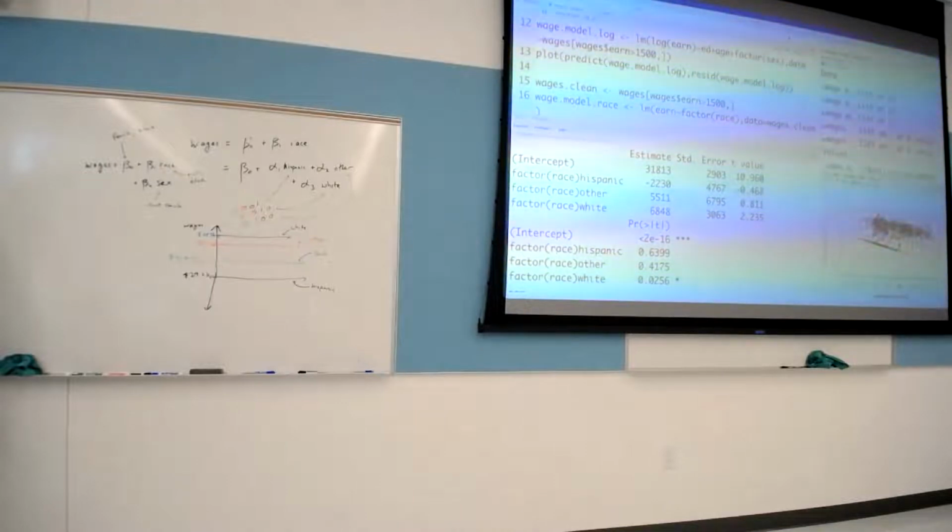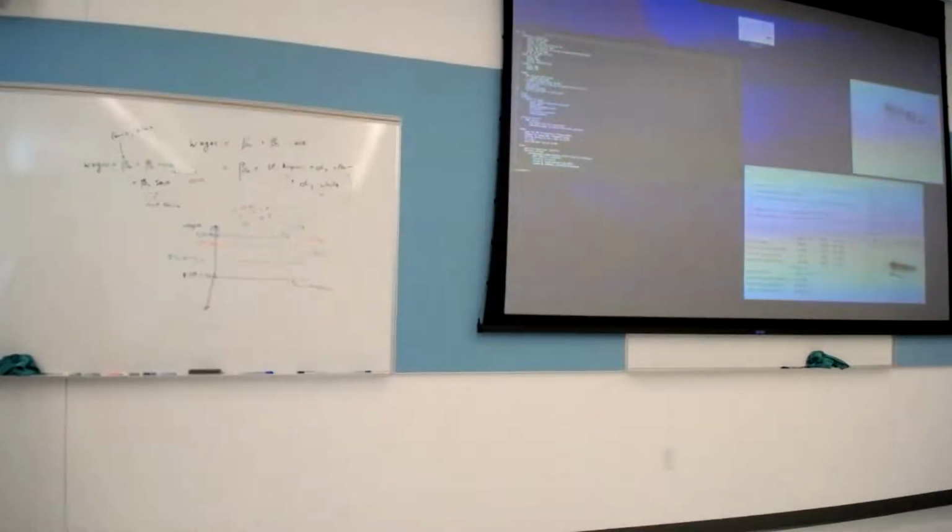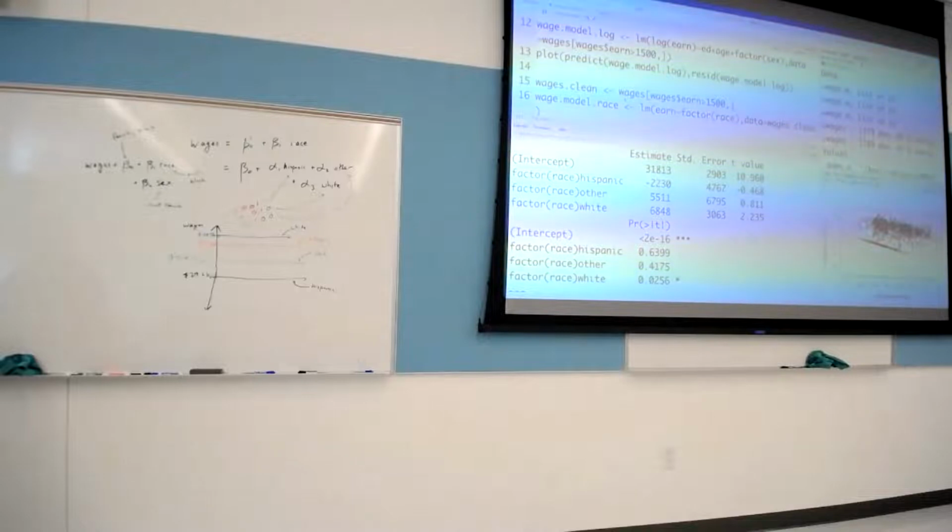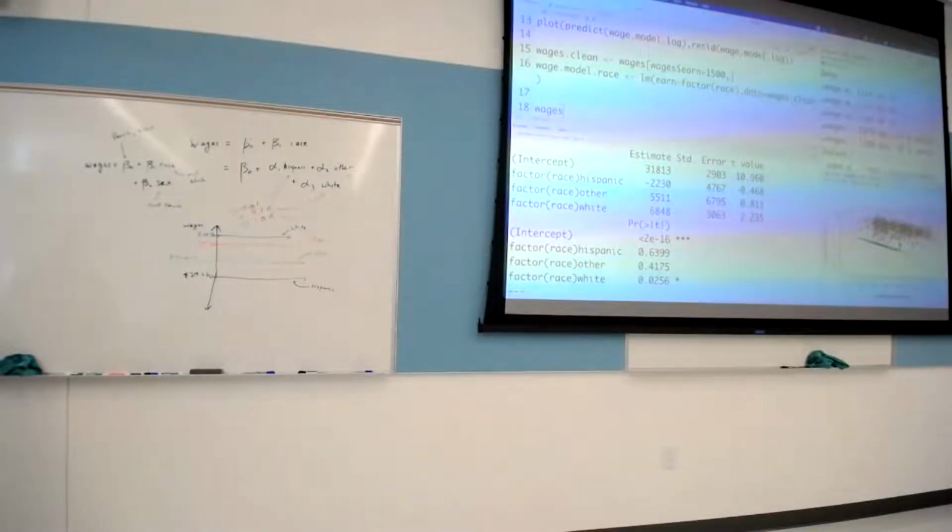Yeah, it'll pick it by alphabetical order. And if you want it to omit a specific one, we can actually do that. So the way you would do that is like this. In the factor, you could change the reference to white.